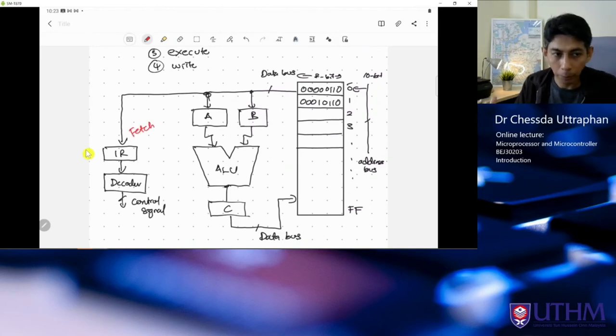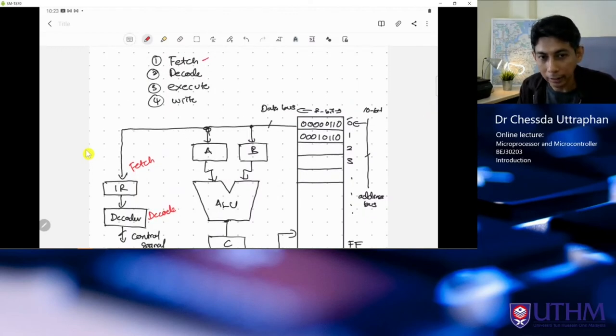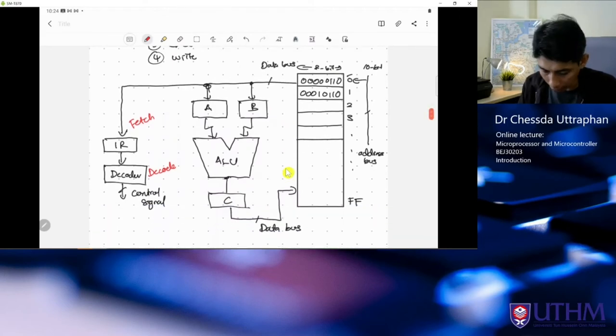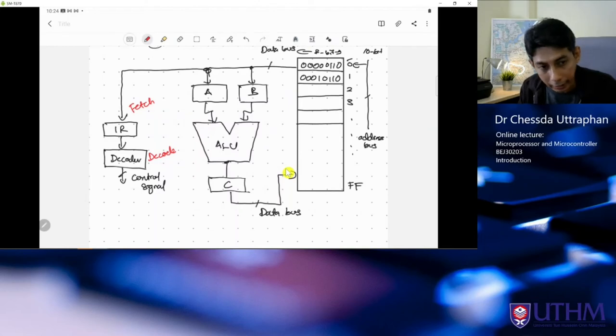We get the instruction and put it in the instruction register. The next is we decode, to let the microprocessor understand what the instruction is. So the microprocessor knows that this is to add A, B, and then put it back to A or to C or whatever. After decode, the control signal will be generated, and the operation will be performed, and that we call execute.